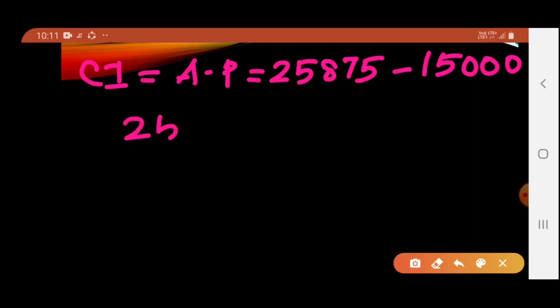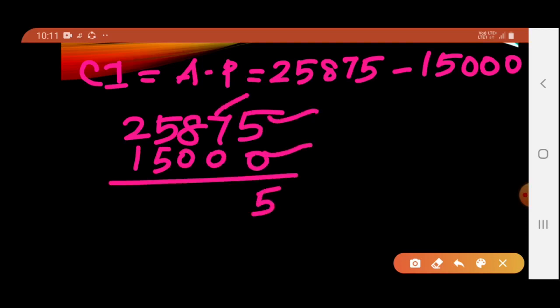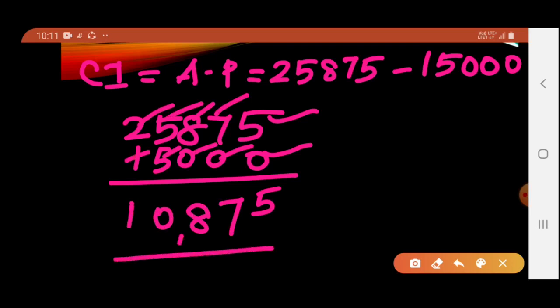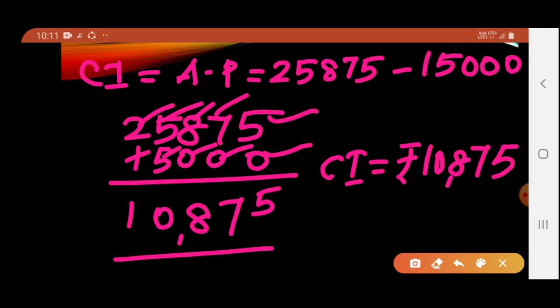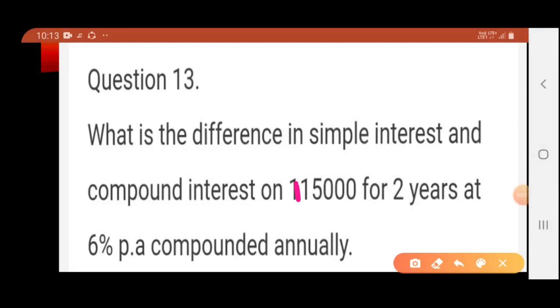So 25,875 subtracted with 15,000. Now 5 minus 0 is 5, 7 minus 0 is 7, 8 minus 0 is 8, 5 minus 5 is 0, 2 minus 1 is 1. Therefore our compound interest, our final answer, compound interest equals rupees 10,875. Next we are going to see question number 13.